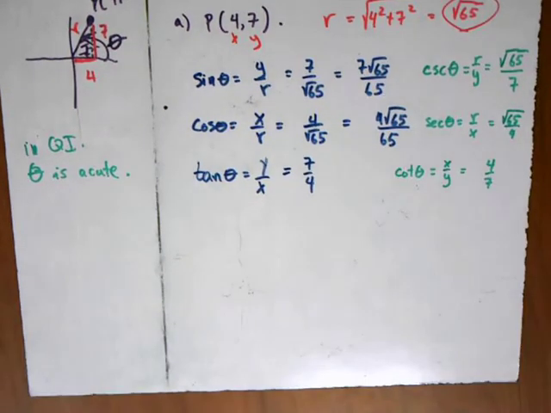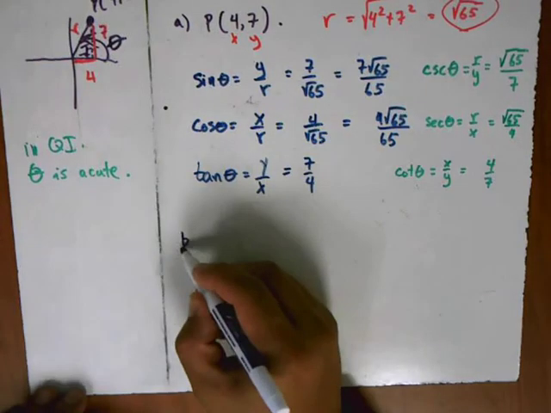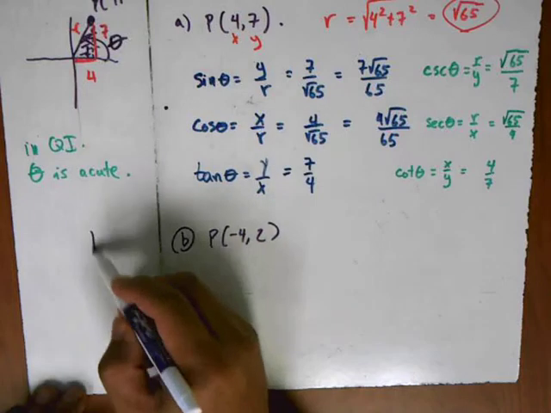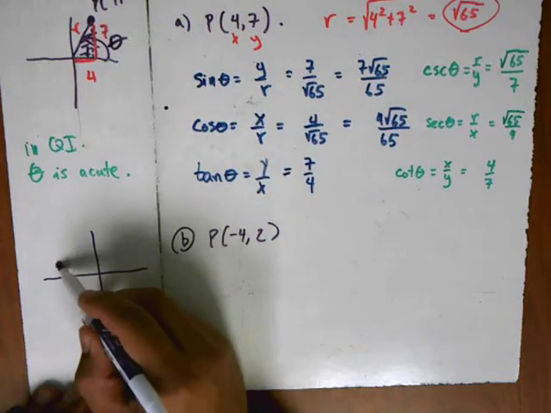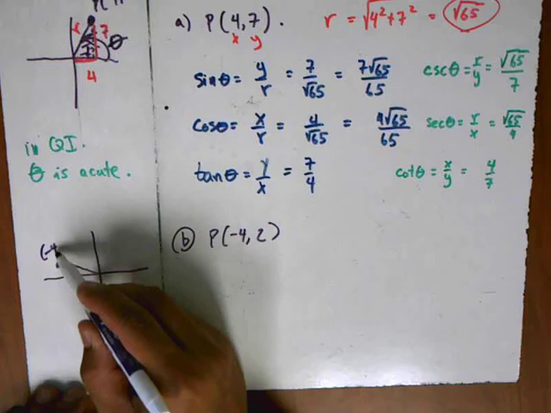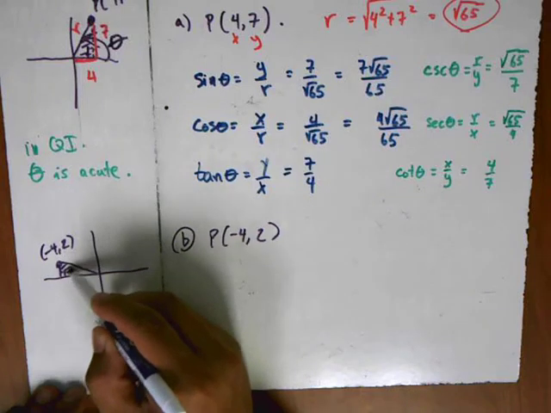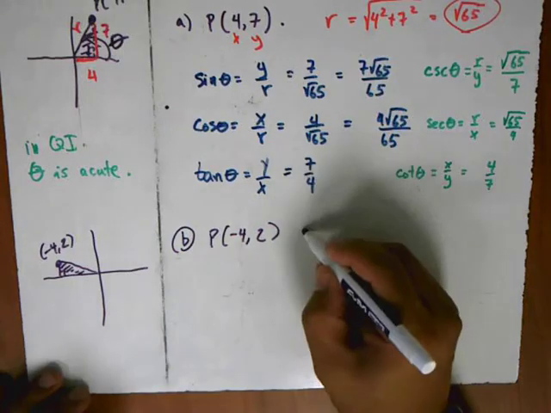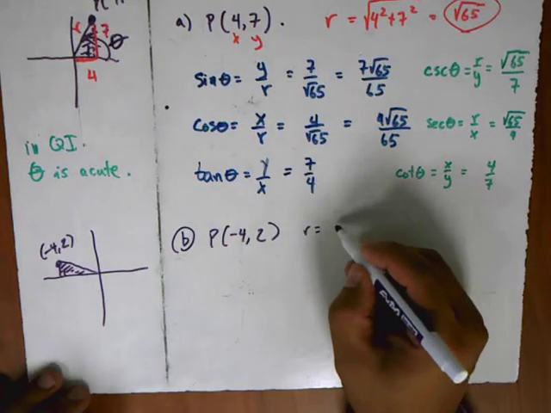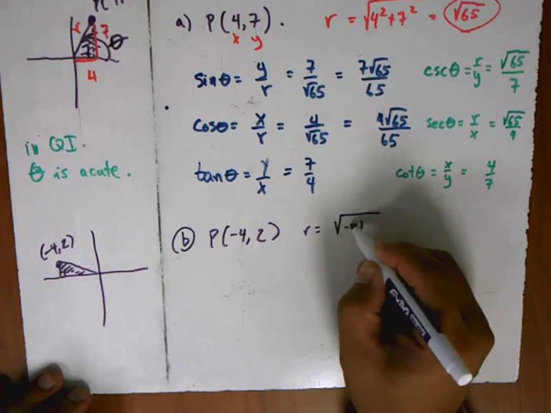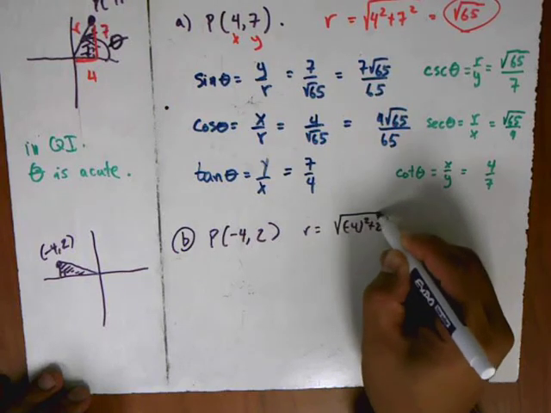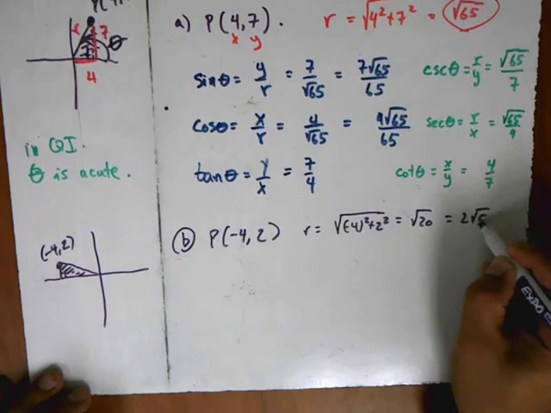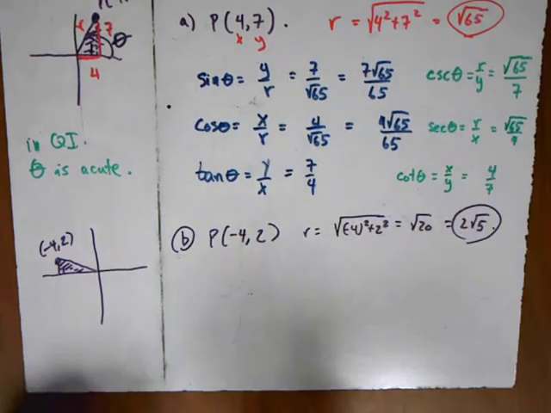Now let's try another example. This time, P is negative 4, 2. Okay? So if I draw my picture out here, I get negative 4, 2. That's approximately here. Negative 4, 2. Sort of shade in this reference triangle a little bit here. And let's find r, because r always helps us. So this is negative 4 squared plus 2 squared. This gives us square root of 20, which can be reduced and simplified to 2 square root of 5. So this is going to be very helpful to us.